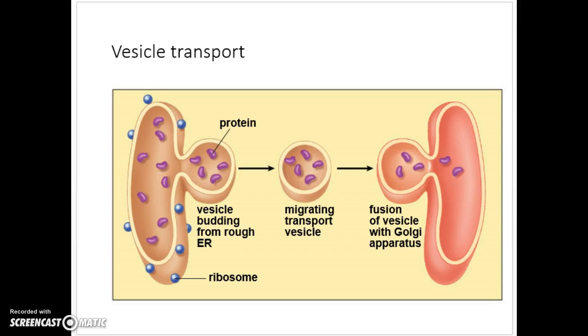Some of those functions are storage. There are transport vesicles. There are vesicles that do digestion of waste products. That membrane that encloses the vesicle is very similar to the outer phospholipid bilayer of the cell. So the membrane of a vesicle can then fuse with the plasma membrane, allowing the vesicle to release its product to the exterior of the cell, so for secretion.